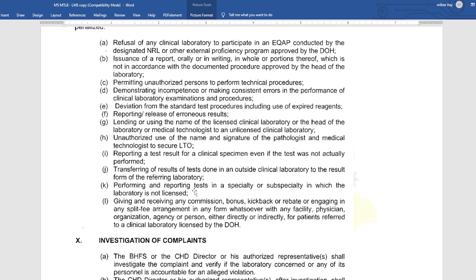Okay, performing and reporting tests in a specialty or subspecialty in which the laboratory is not licensed. Like for example, a laboratory, they are not capable of giving or offering HIV testing, pero ginagawa nila, or COVID testing, pero ginagawa nila. Bawal yun. Giving and receiving commission, mga split fee arrangement, yan, for patients. Okay, so eto bawal din to.